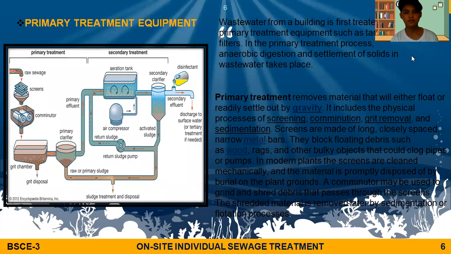Second is the primary treatment equipment. Wastewater from a building is first treated in primary treatment equipment such as tanks or filters. In the primary treatment process, anaerobic digestion and settlement of solids in wastewater take place. Primary treatment removes materials that will either float or readily settle out by gravity. It includes the physical processes of screening, comminution, grit removal, and sedimentation.